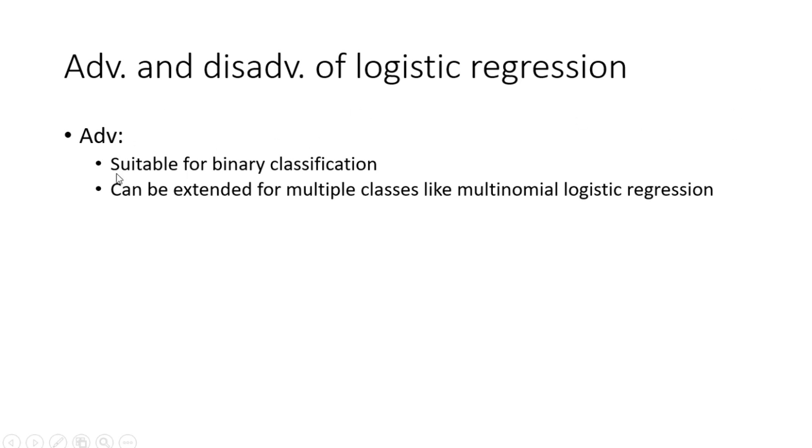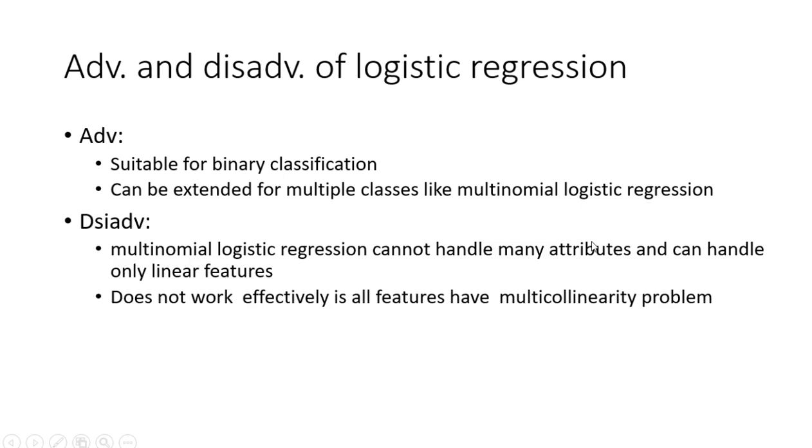Logistic regression is widely suitable for binary classification. It can also be extended for multiple classes. If it is multinomial logistic regression, as we saw in the previous slide, you can have multiple classes predicted. Now the disadvantages are, if you are using multinomial logistic regression where I can predict many classes, it still cannot handle many attributes. It can only handle linear features. Though I say it is multinomial logistic regression, it is only working for linear features.